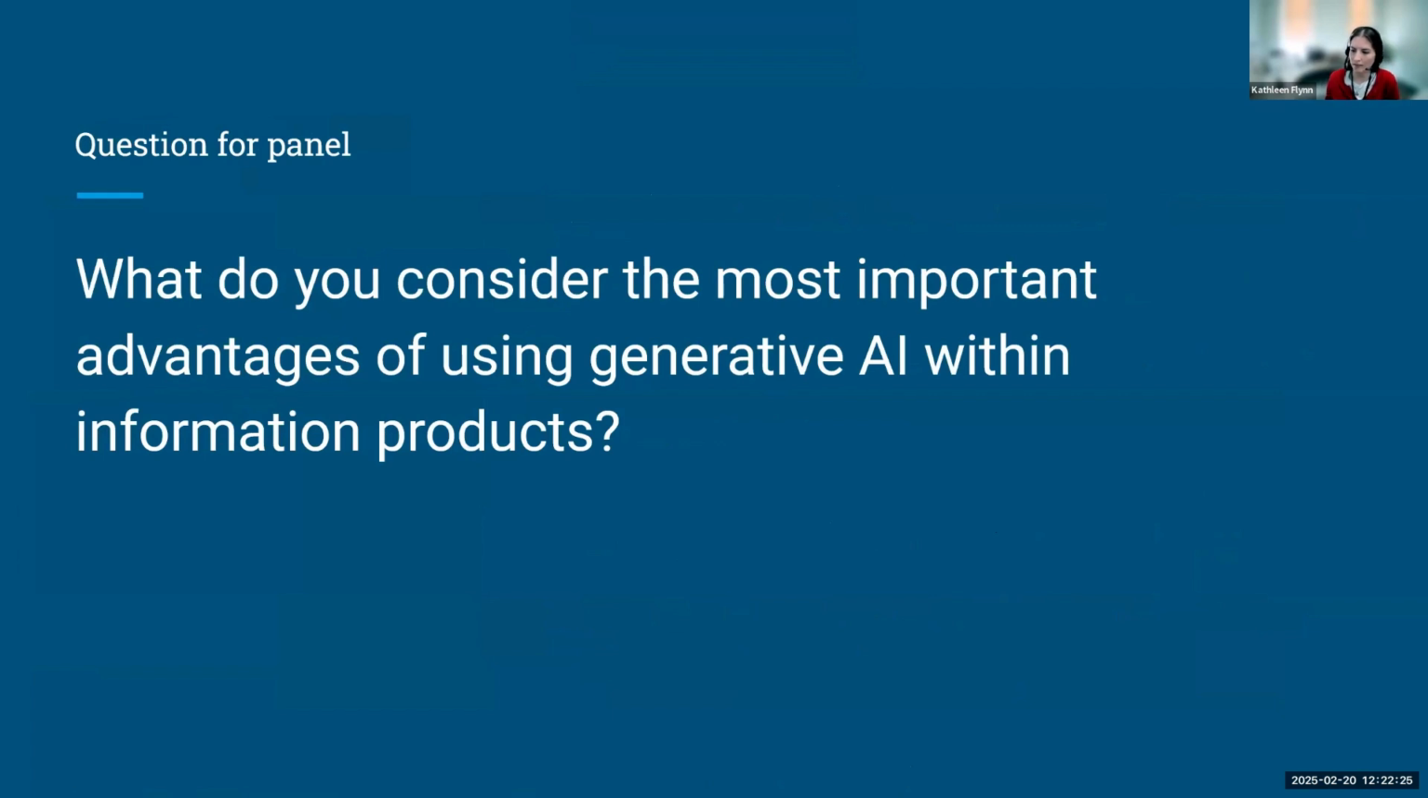So our first question is, what do you consider the most important advantages of using generative AI within information products? And Denice, do you want to go first?